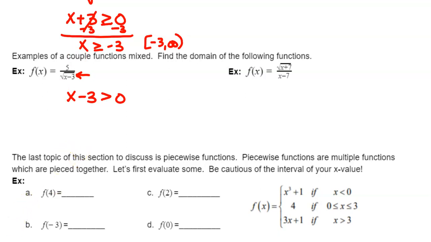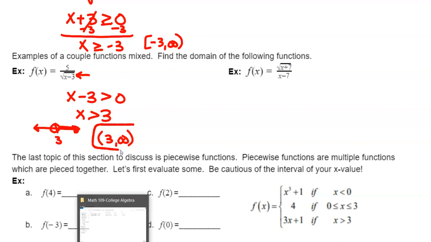So if a radical is in the denominator of a fraction, then we are just setting what's underneath there greater than 0. So when I add 3 to both sides, I get x is greater than 3. That means if I look at the graph, I have an open circle at 3, and I would want everything bigger than that. And so in interval notation, it would be 3 to infinity, and that gives me my domain. Okay? Now, what if the radical is in the top?